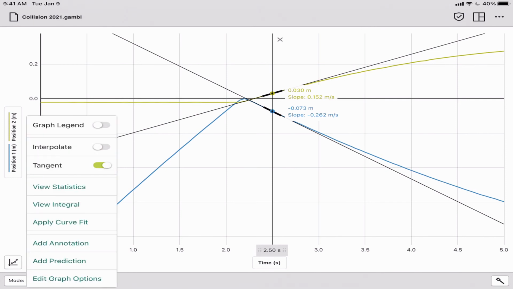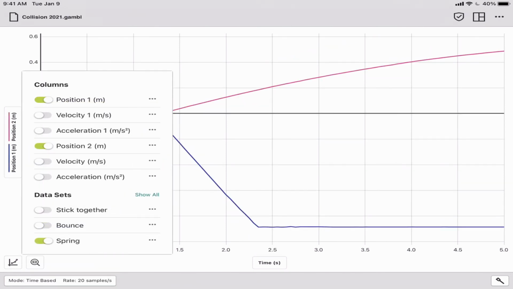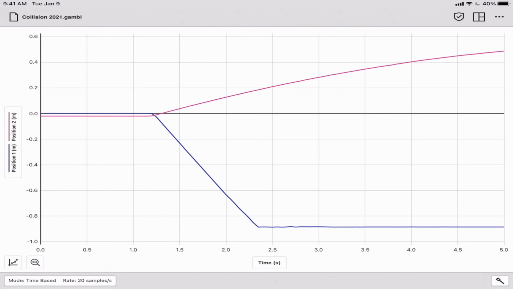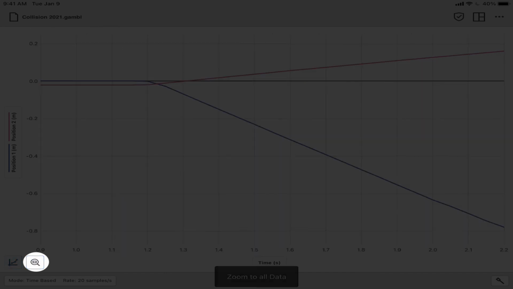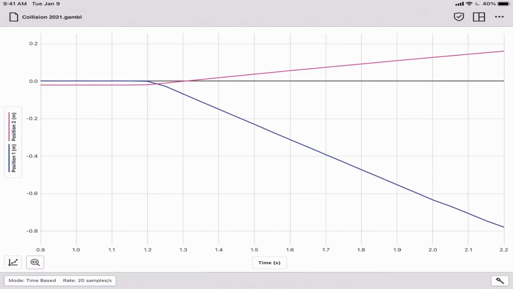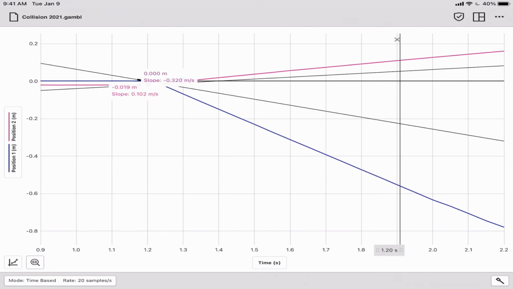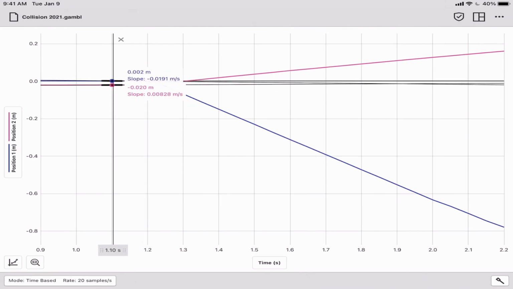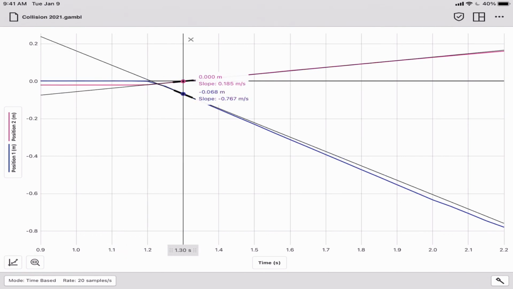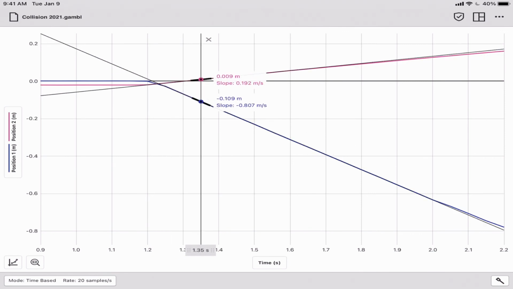Finally, we can do the same thing with the spring situation and look at the velocities there. Now, if you want to zoom in, you're welcome to zoom in. You could highlight and zoom in here, and that's no problem. And obviously there's no velocity before this, and then there's a velocity after. And you want to find where the slopes seem to be pretty close, immediately after the collision.